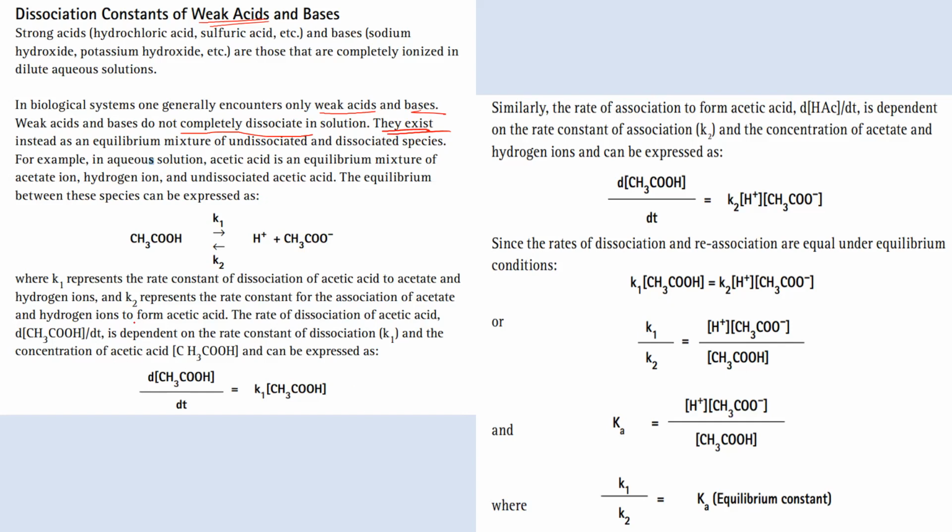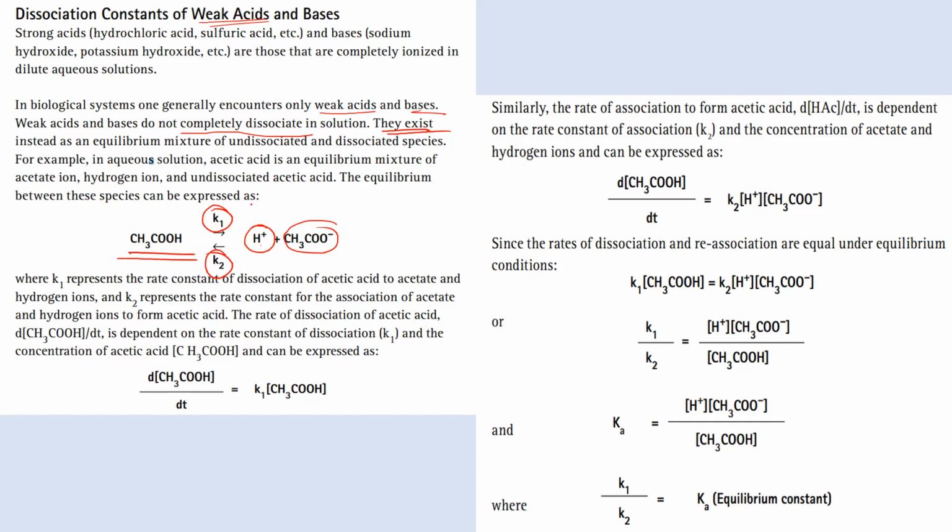If you're talking about acetic acid, this is CH3COOH. You can see this is K1, this is K2. So it's a reversible reaction: acetic acid will dissociate as H plus and CH3COO minus, and it might also revert and form an acetic acid molecule. Here CH3COOH has split into hydrogen and acetate, and further, hydrogen and acetate can go back to form acetic acid.